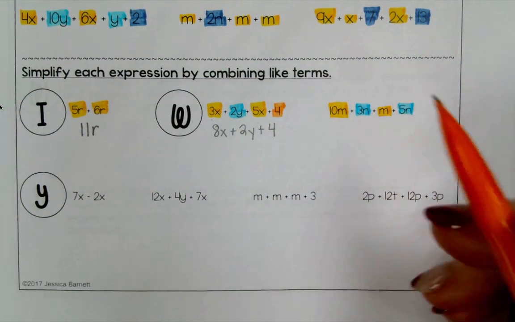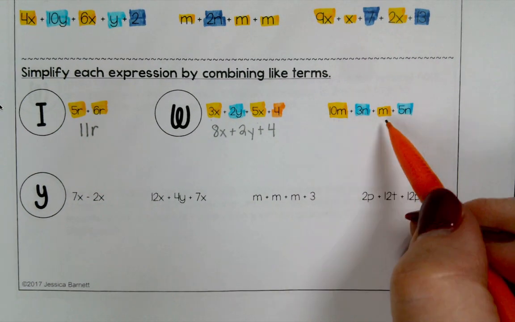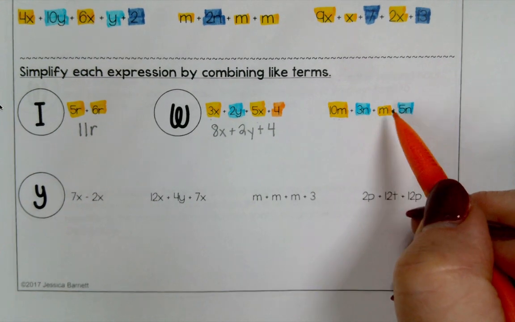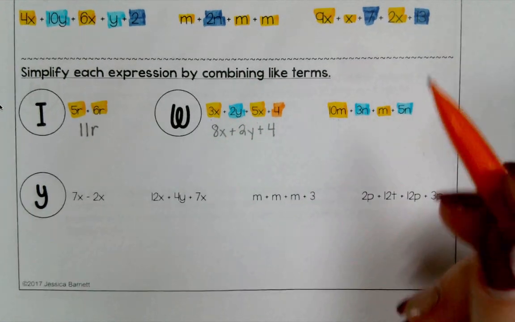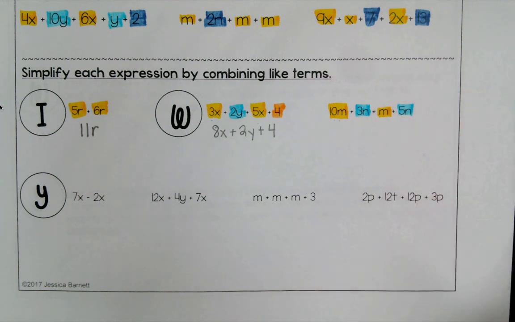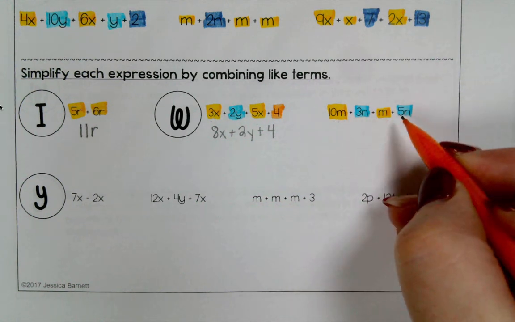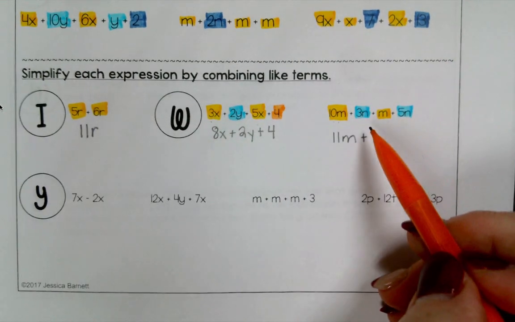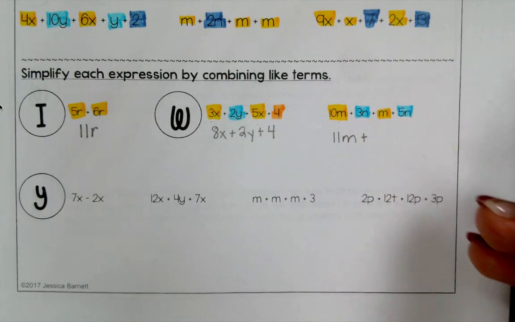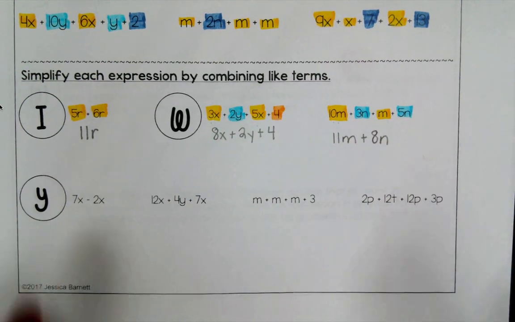So m comes first in my alphabet before n, so I'm going to add my m's. I have 10 m's and one more. Now, this m all by itself represents 1, but we don't put the number 1 as a coefficient ever. So if you see a variable all by itself, like the m, that means 1. So 10 plus 1 more is 11m, plus I have 3 n's and 5 n's. 3 plus 5 is 8n. That's it. You're going to do the you-dos on your own.